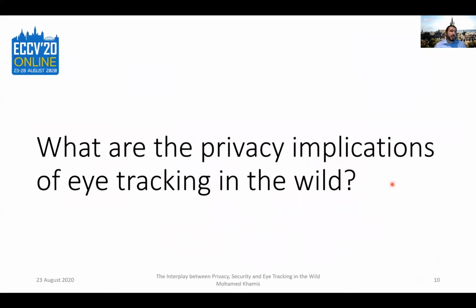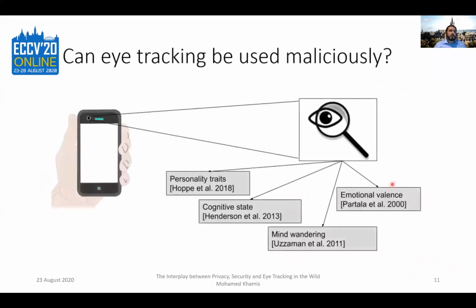So what are the privacy implications of eye tracking in the wild? What are similar things that could happen, things that are similar to the video that I showed you about thermal imaging? So if you look into research in psychology and other fields like neuroscience and so on, you can find that a wide range of personal information can be inferred from gaze data. So for example, some of the big 5 personality traits could be inferred from gaze behavior. You can detect emotional valence and cognitive states of users from their eye movements. You can also detect if a user is in a mind-wandering state, and probably the easiest thing you could do is that you could detect the visual interests of people using eye tracking.